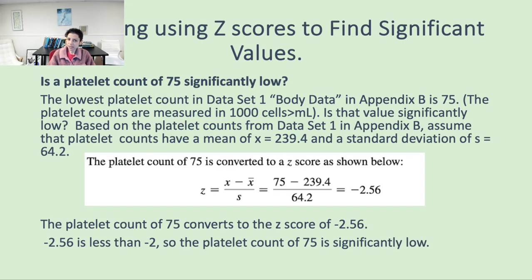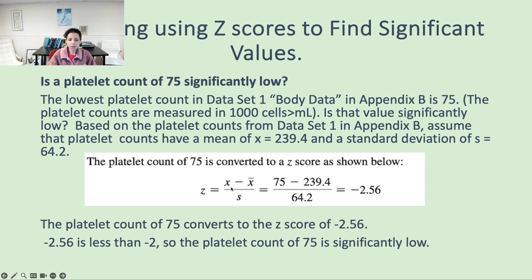So let's look at practicing z-scores to find significant values. Again, using the body data set from the textbook, platelet count. We have a platelet count of somebody with 75. Is that significantly low? It's low, but is it significantly low?